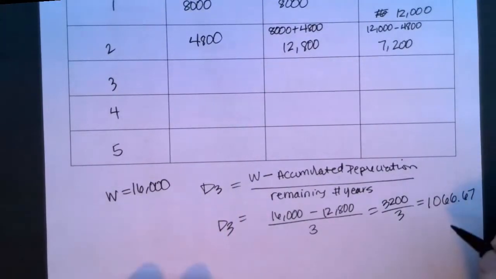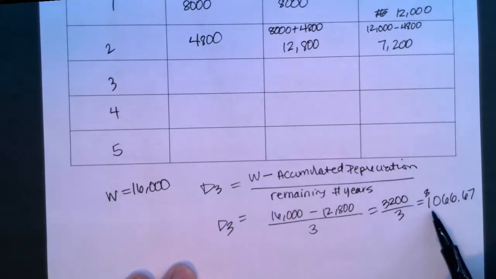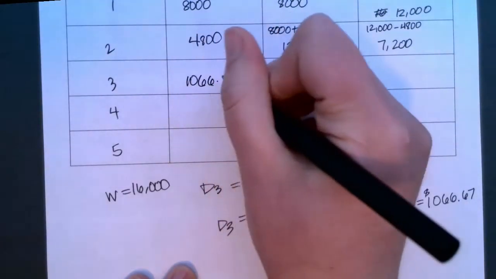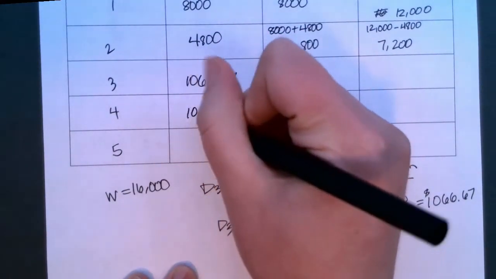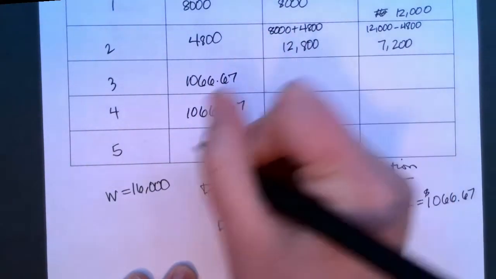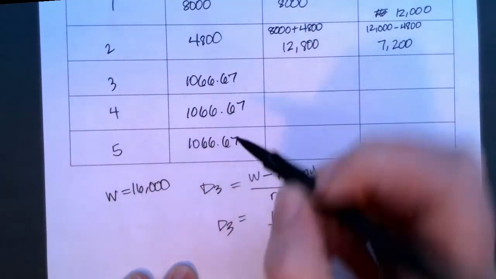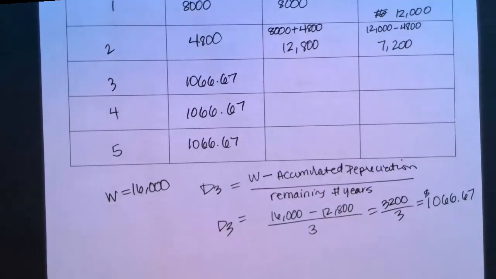Again, this 1,066.67 is going to go for the rest of our D's because they're all going to match, because now it's straight line. Our prompt said the double declining balance for 2 years followed by the straight line method. So that means the rest of the years are going to be the straight line. Now we fill out the table as normal.